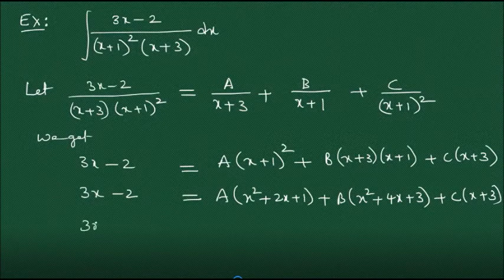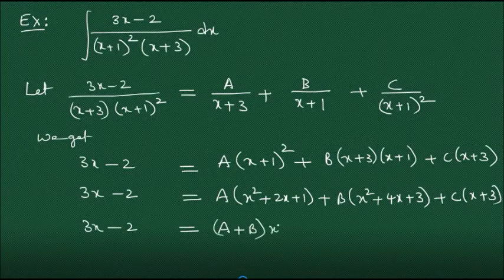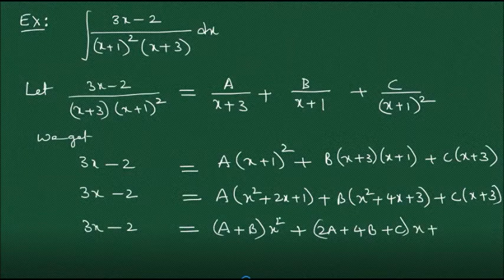Now 3x minus 2 is equal to, x square term, if I take common, (a plus b) times x square, plus x term, if I take common, 2a plus 4b plus c times x, plus constant term, a plus 3b plus 3c.